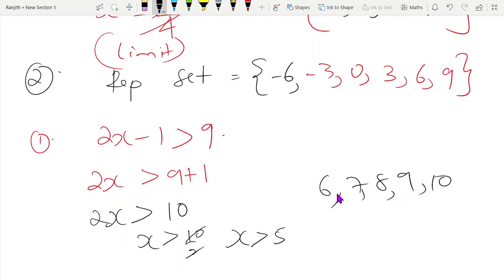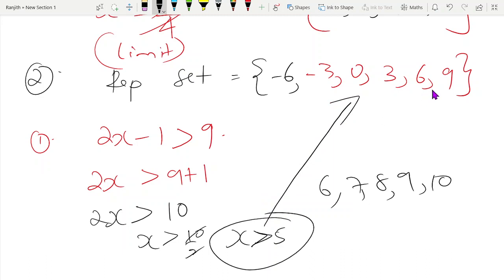Is it correct? Look, we know that x is equal to 5, but what is the limit they have set? Only till 9, right? So what are the numbers which are greater than 5 and which are present in this replacement set? 6 and 9, sir.